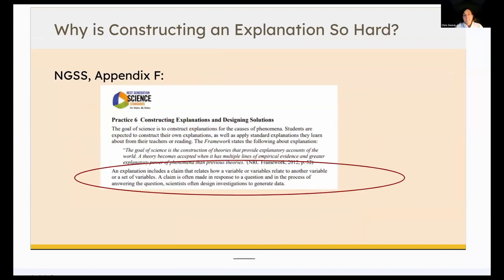I always start out with the NGSS Appendix F definition of an explanation, trying to figure out what they were looking for. And their definition is: an explanation includes a claim that relates how a variable or variables relate to another variable or a set of variables. Okay, here's why we're all confused, right? They didn't even know how to explain it.